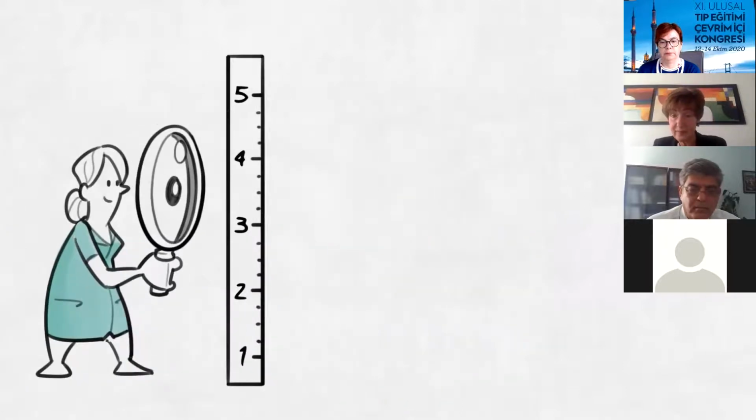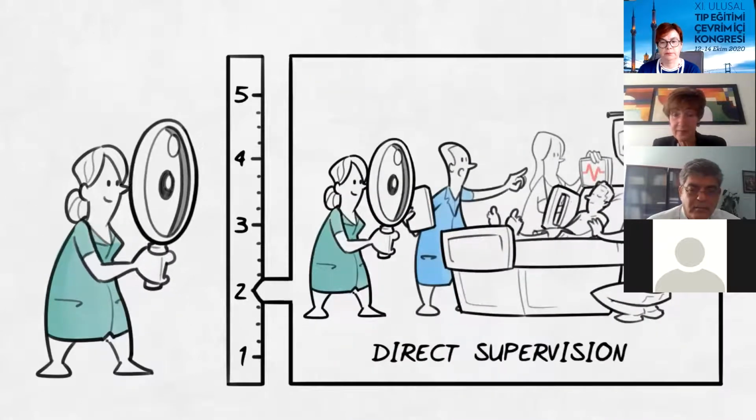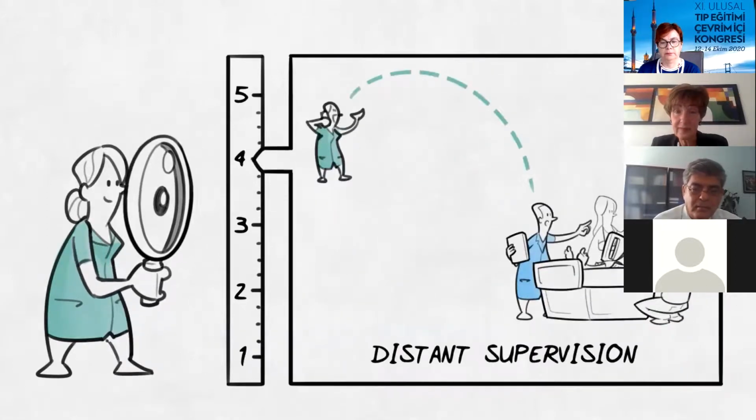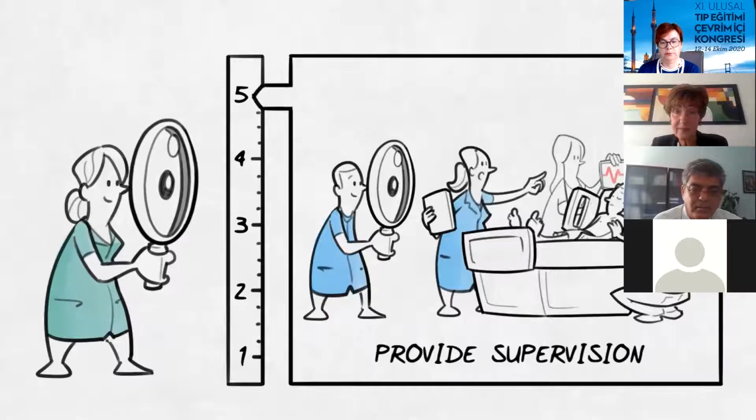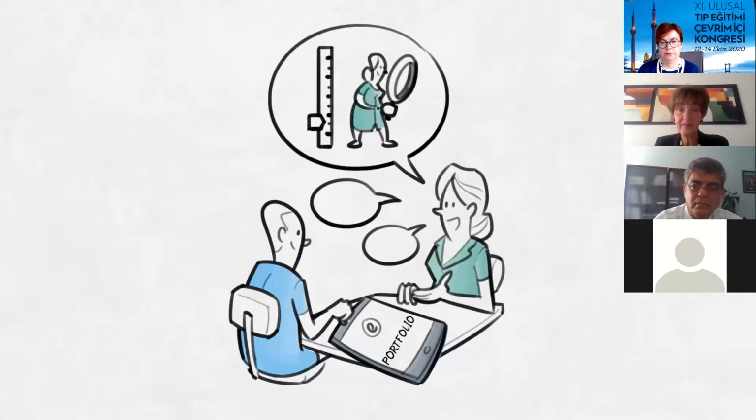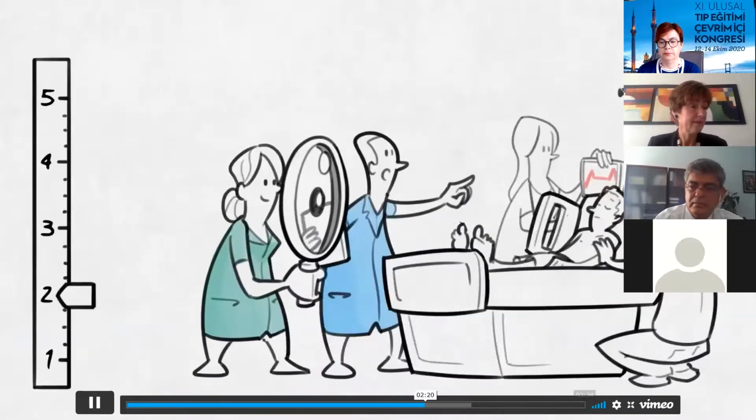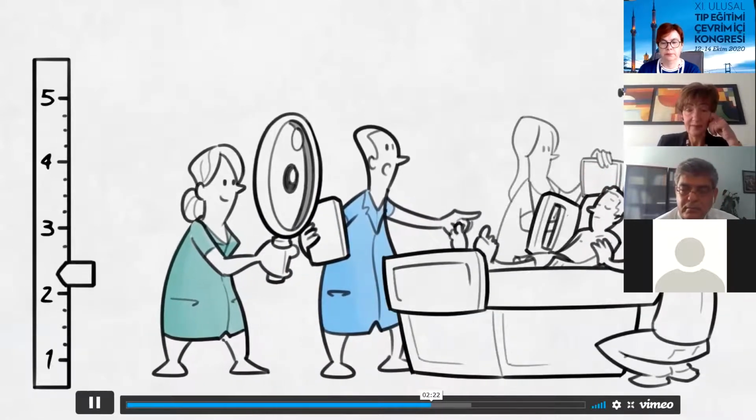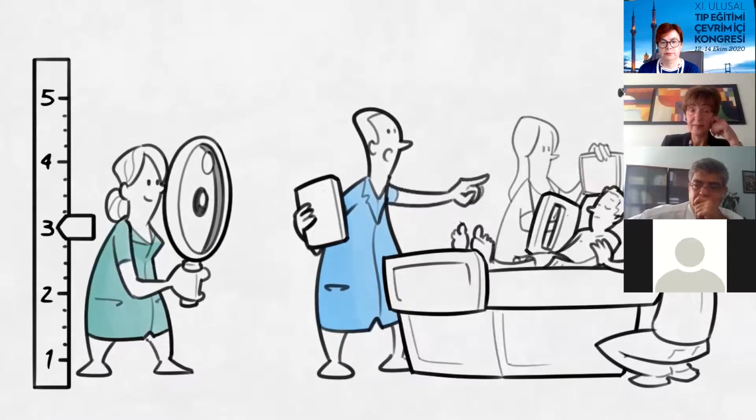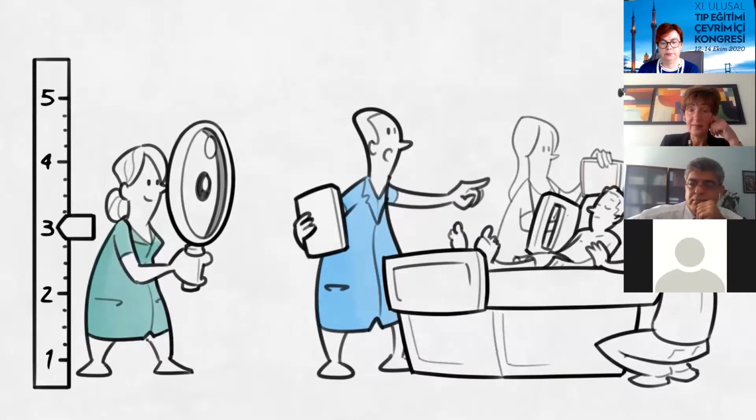We call this the level of supervision, from observation to performing tasks independently with direct or indirect supervision, to supervision at a distance, and providing supervision themselves. The resident receives feedback from the clinician educator. The entrustment decisions are documented and motivated in a portfolio. As the competence of the resident increases, so the educator's trust in the resident increases and the need for supervision decreases. This results in the resident completing an increasing number of tasks independently.